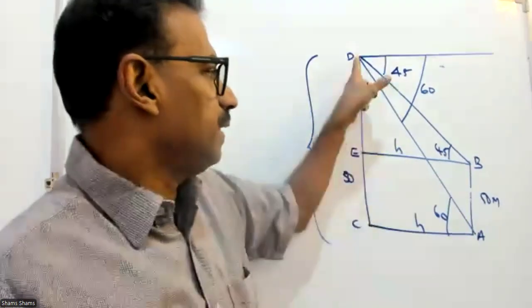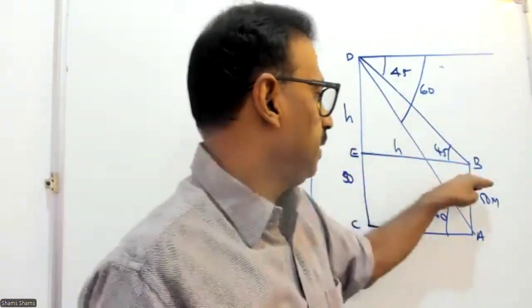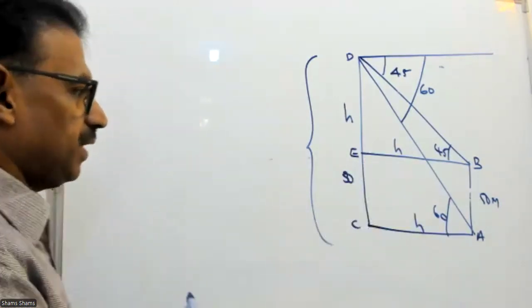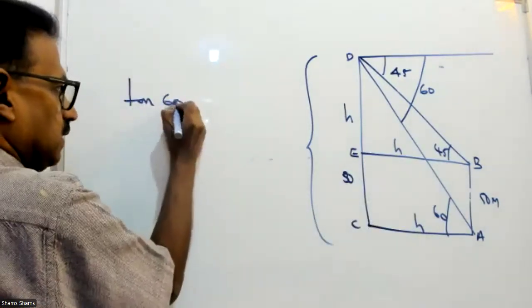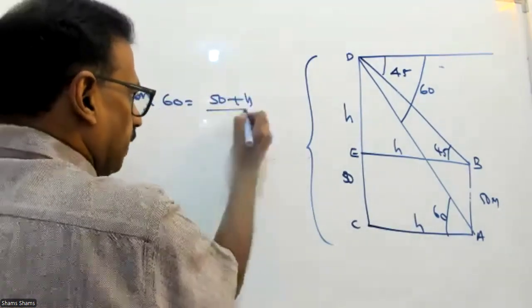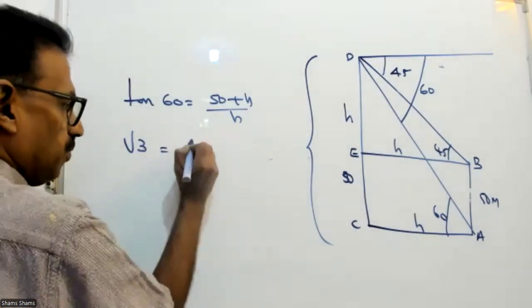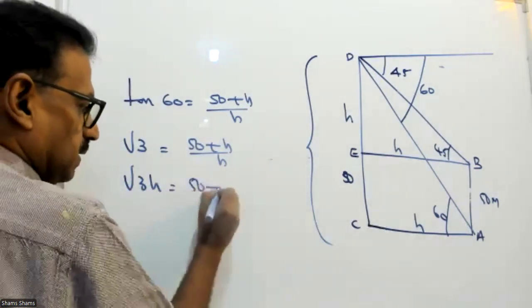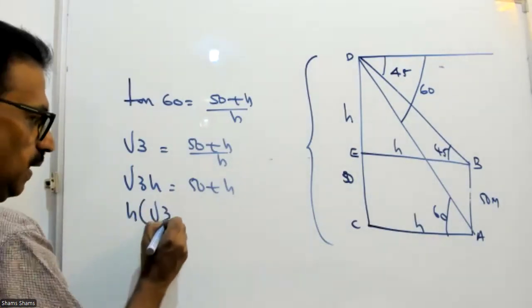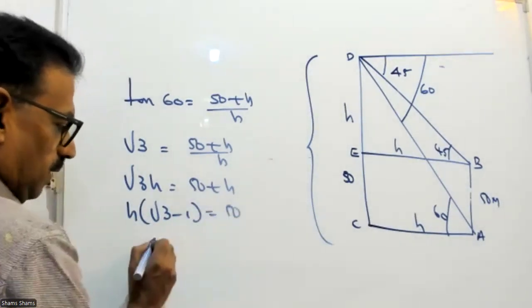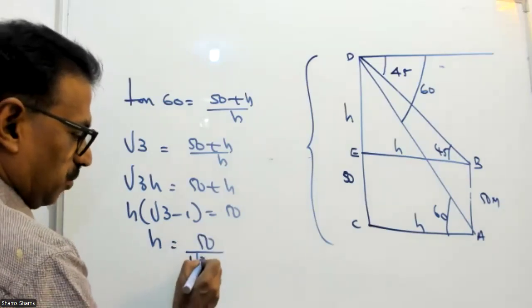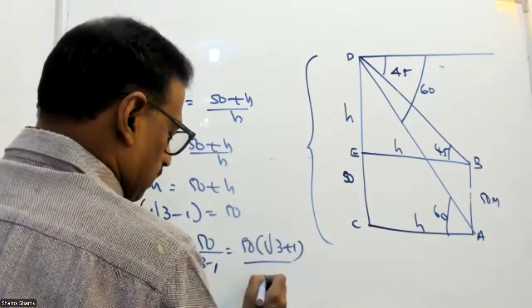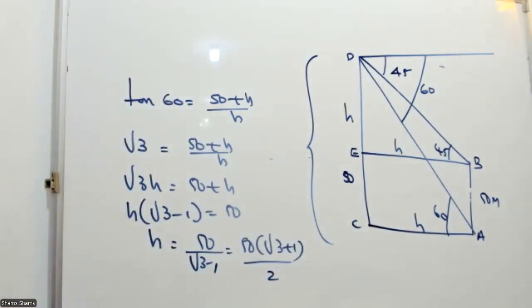In triangle BED, tan 45 equals H by EB. So tan 45 means isosceles triangle, so H here, H here. Then you just find out tan 60. Tan 60 equal to (50 plus H) by H. Tan 60 is root 3, so root 3 equal to (50 plus H) by H. Root 3 H equal to 50 plus H. H times (root 3 minus 1) equal to 50. H equal to 50 divided by (root 3 minus 1). That means 50 into (root 3 plus 1) divided by 2. Then apply root 3 value.